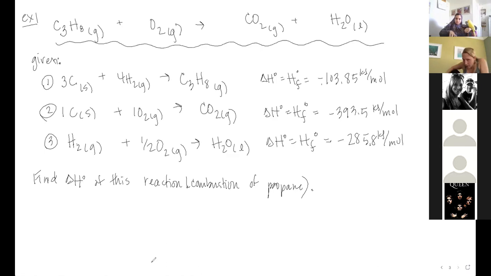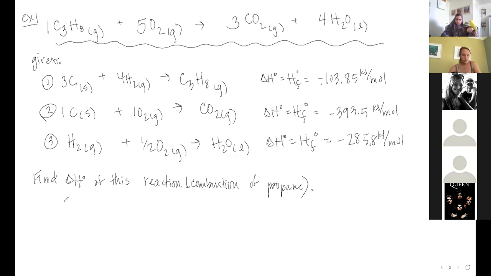Okay, so the very first thing that we always need to do for a problem is to make sure that our original equation is balanced. This one is not balanced. It needs to have 1 mole of propane reacting with 5 moles of oxygen to form 3 moles of carbon dioxide and 4 moles of H2O. So we know that the equation we're looking for by combining these actually looks like this.